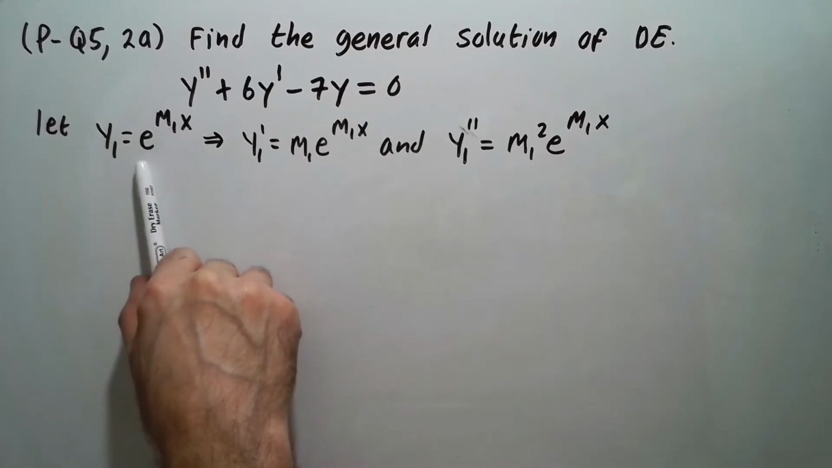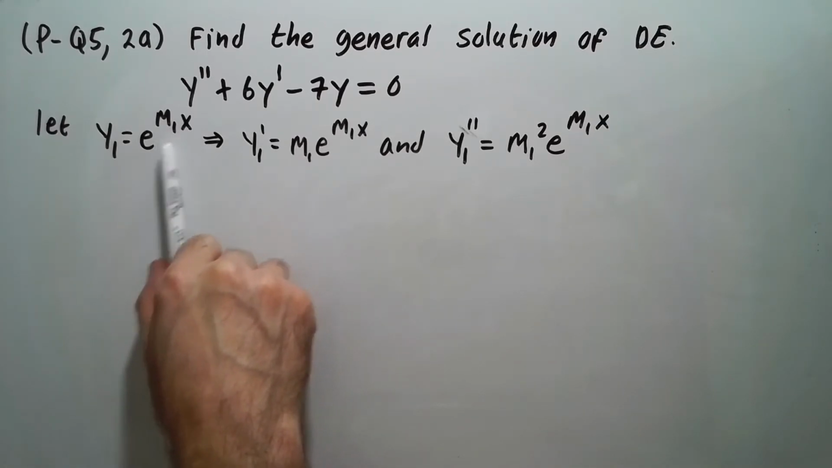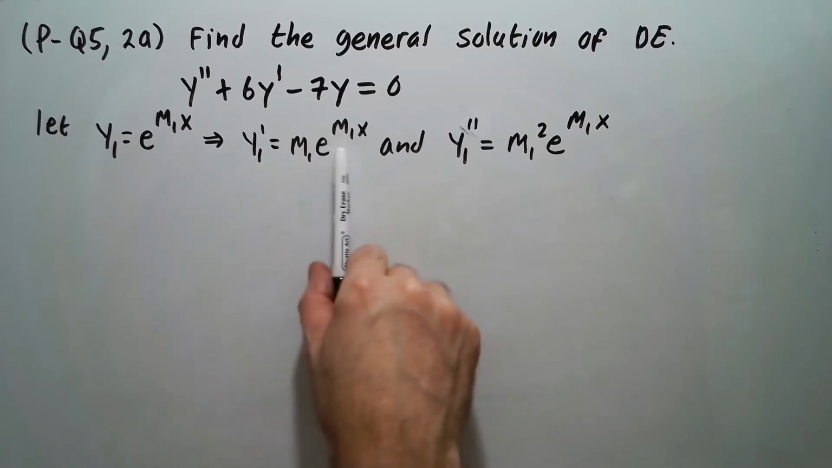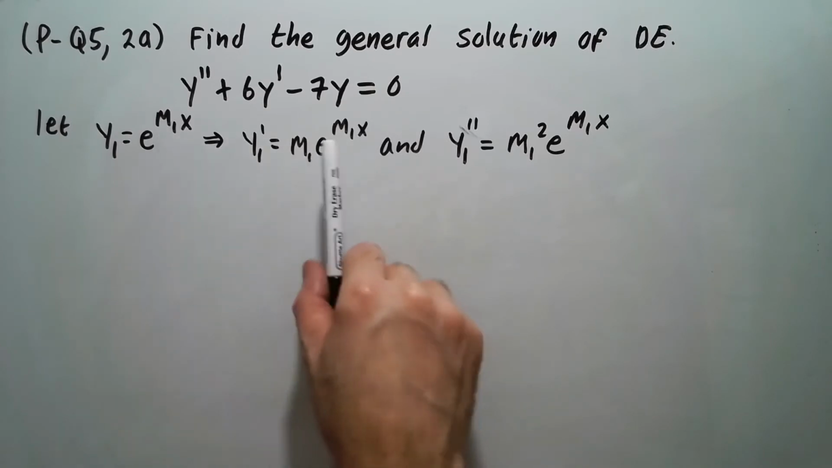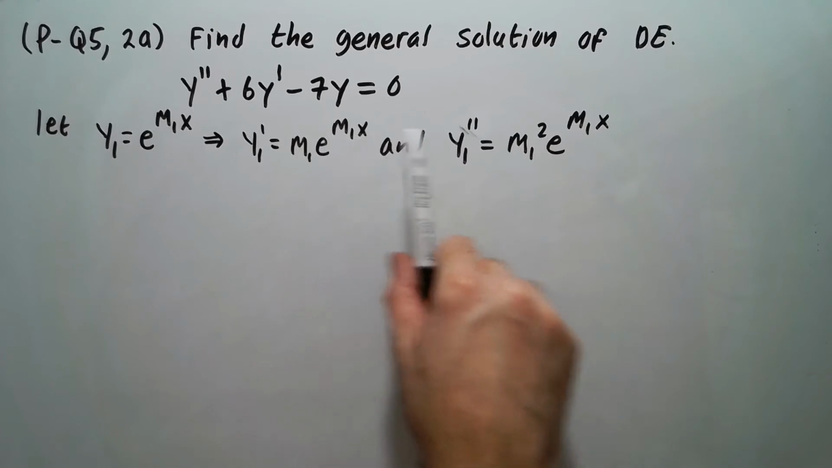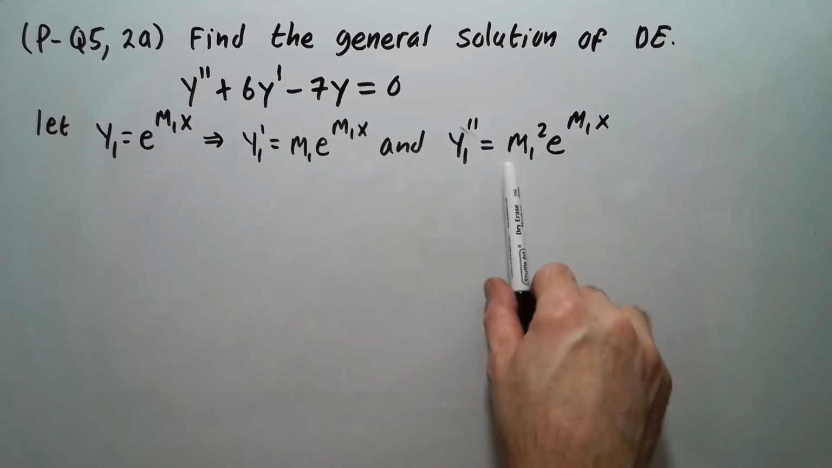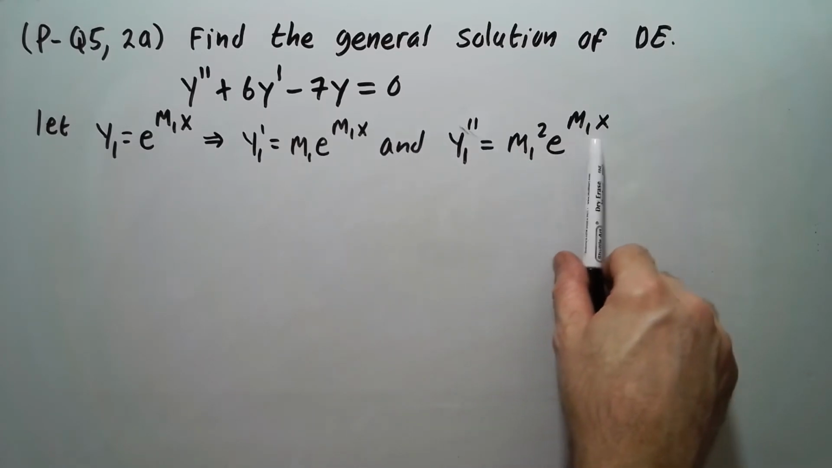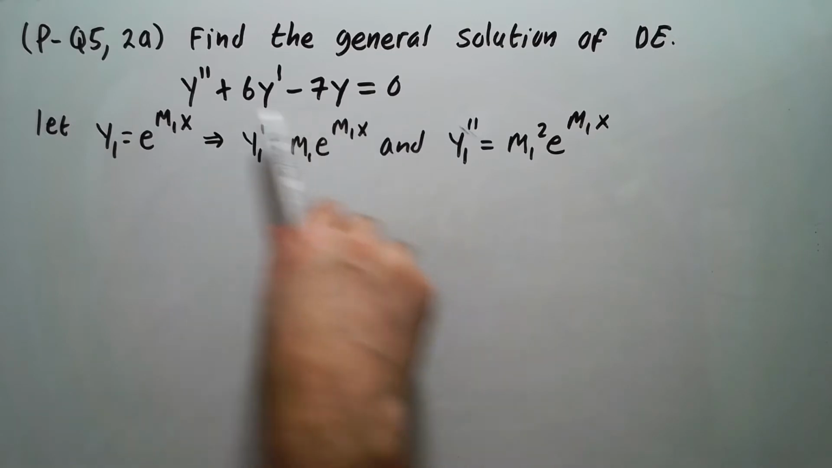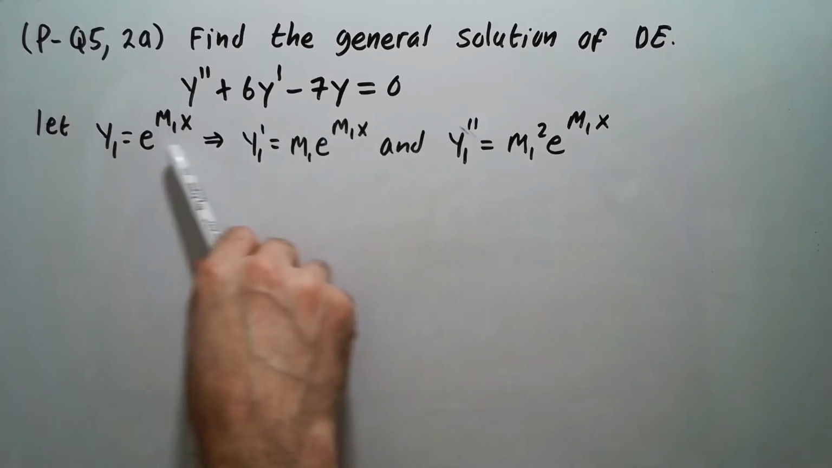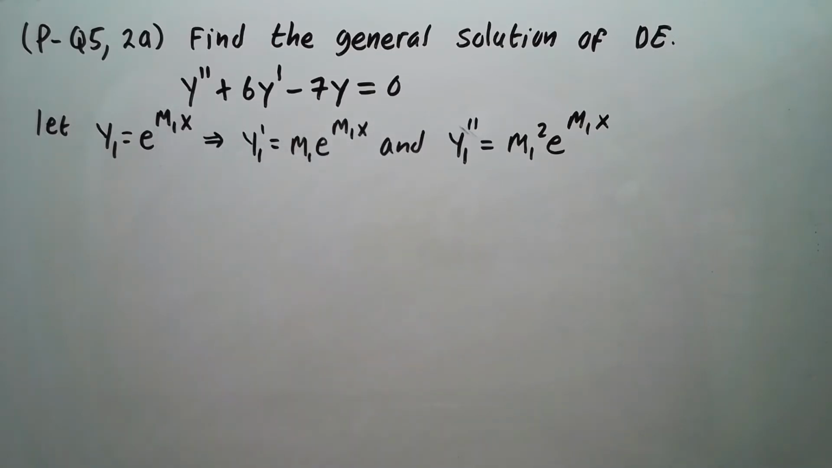y1 equals e to the m1x. So y1 prime would be m1 e to the m1x, and y1 double prime would be m1 squared e to the m1x. Okay, let's plug those in up here and find conditions on the m to make it a solution, I mean.